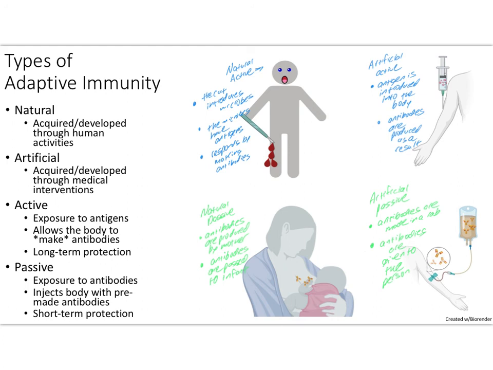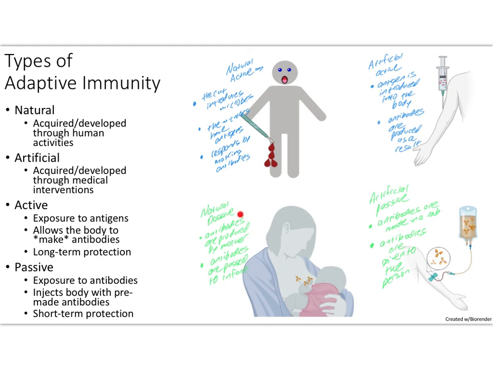So again, just to summarize this slide, we have 4 different types of adaptive immunity that we can develop throughout our lifetime. We have natural active, which is a type of immunity that we get through just everyday human activities, and we are exposed to an antigen and our body responds by making antibodies. We have artificial active, where we get this through some type of medical procedure. We are exposed to an antigen and our body responds by making antibodies.